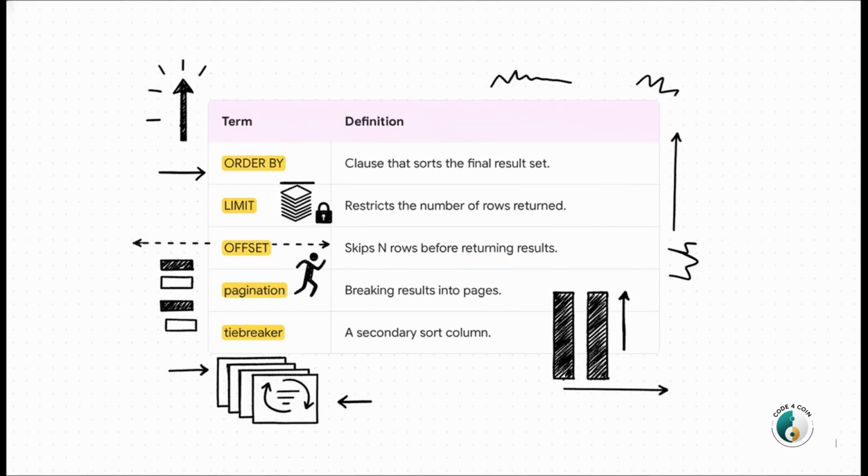And here's your quick cheat sheet to keep it all straight. You've got order by for sorting, you've got limit for capping the number of results, you've got offset for skipping rows, you put them all together and you get pagination. And a tiebreaker? Well, that's your secret weapon for getting those perfectly refined sorted lists.